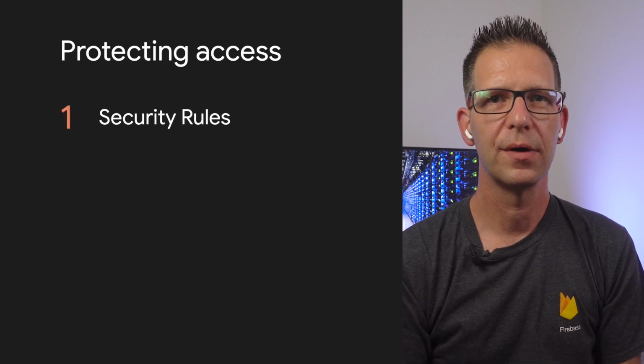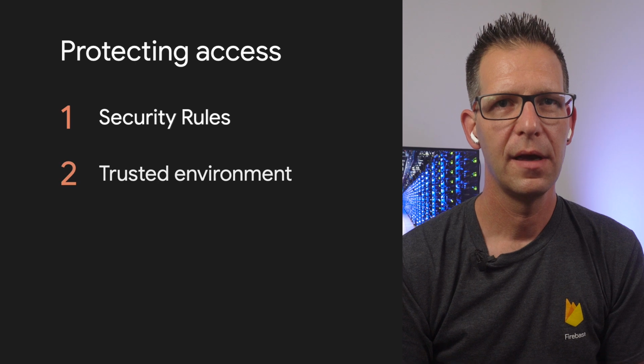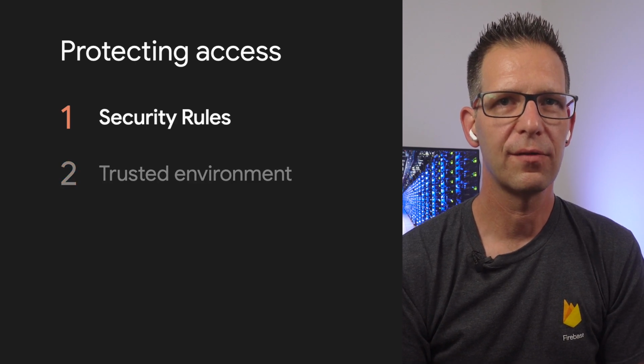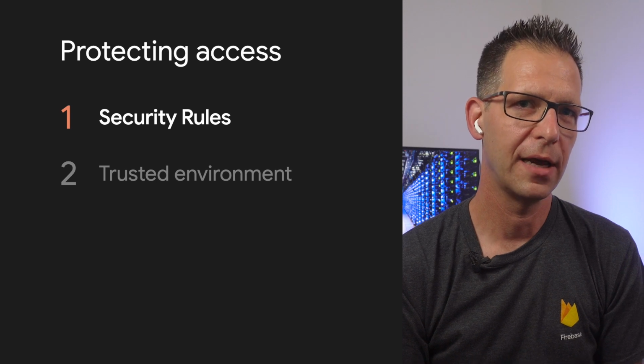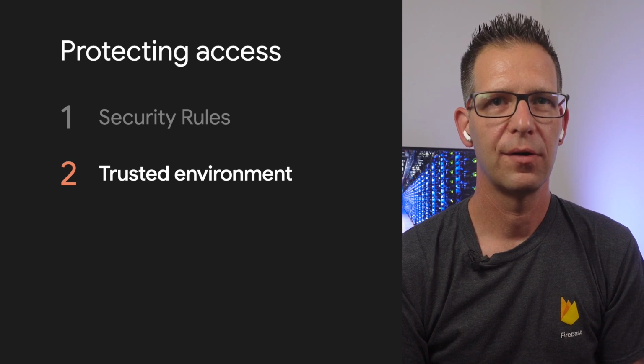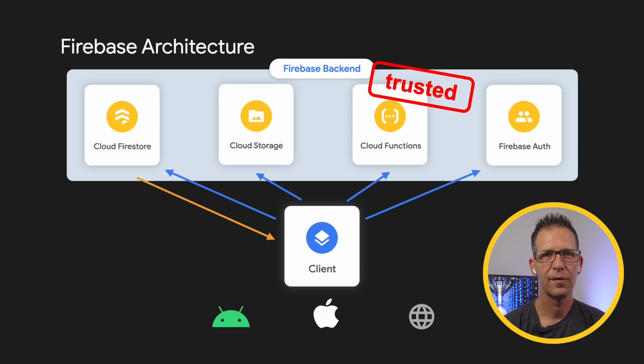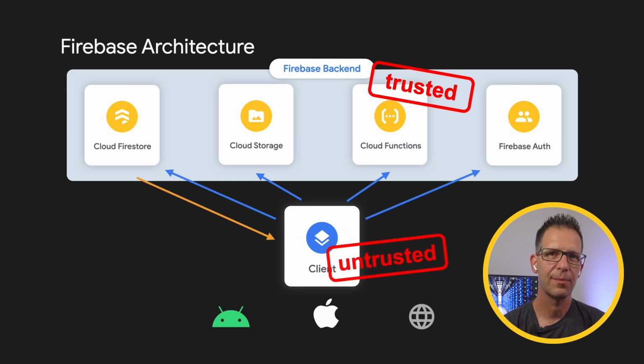In Firebase, access to every backend service is protected by one of the following two mechanisms. The first one is security rules, and the second one is what we call a trusted environment. Security rules let you decide who gets to access data in Cloud Storage and Cloud Firestore. A trusted environment is a runtime environment that you or a service provider like Google controls. For example, because Cloud Functions run on Google infrastructure, they're a trusted environment. On the other hand, because you don't control the user's device, client applications are not considered a trusted environment.